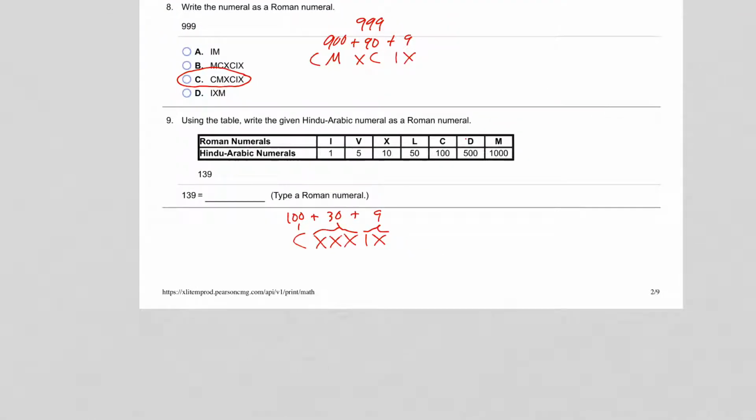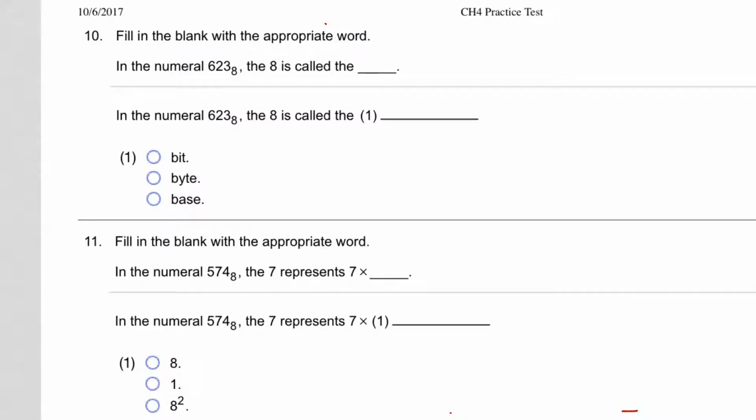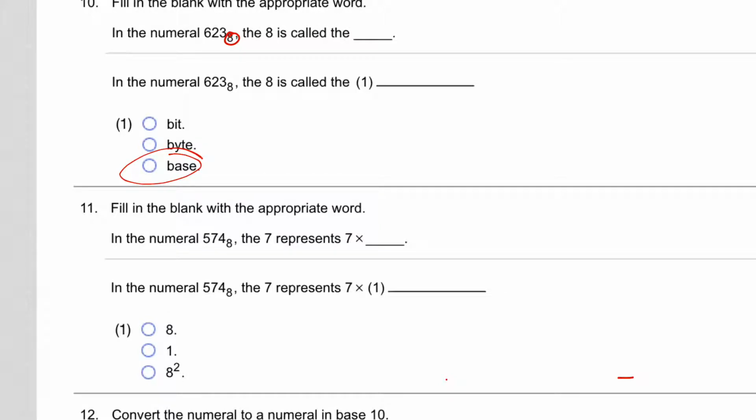Next page. Okay, so now we're in number 10, and this is just fill in the blank. And trying to remind you that right there, 8 is called the base. Okay, and then in this, remember all this stuff is about place value.